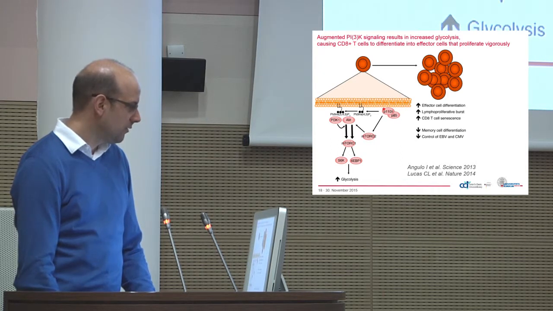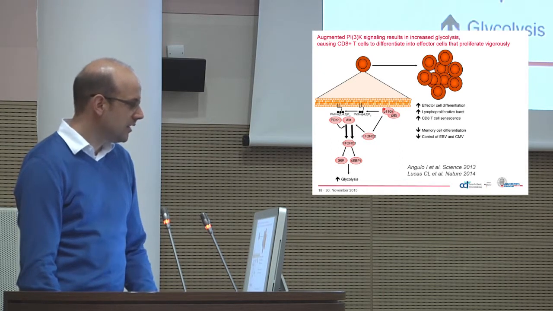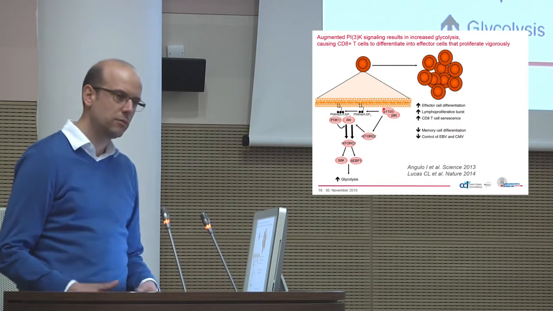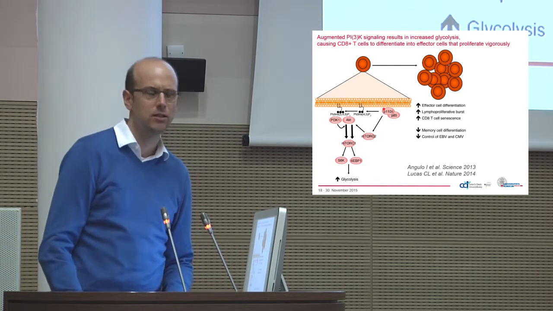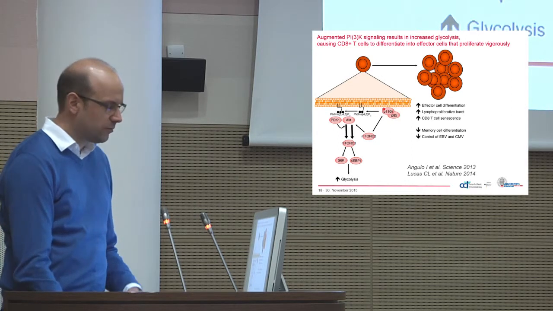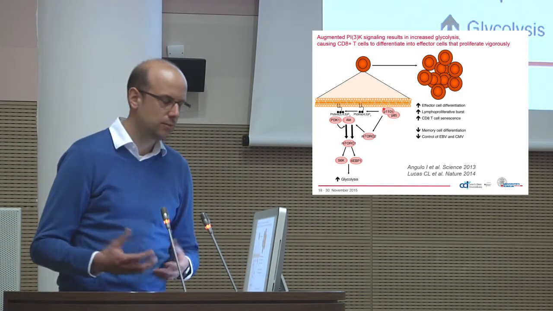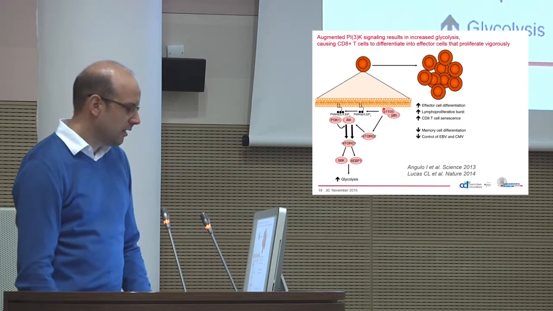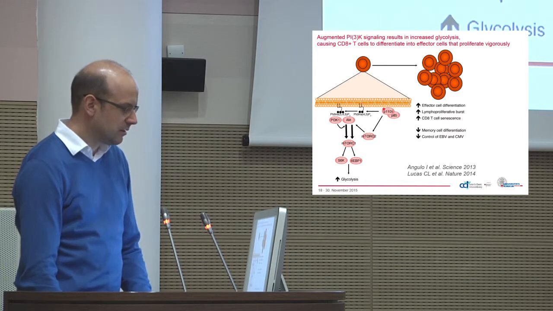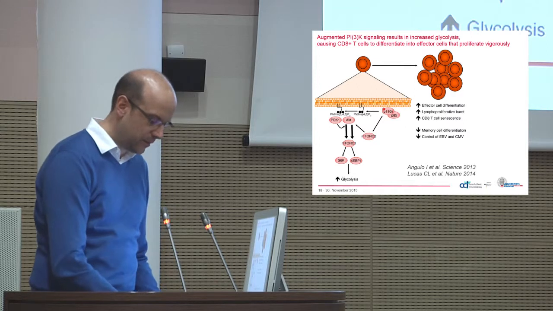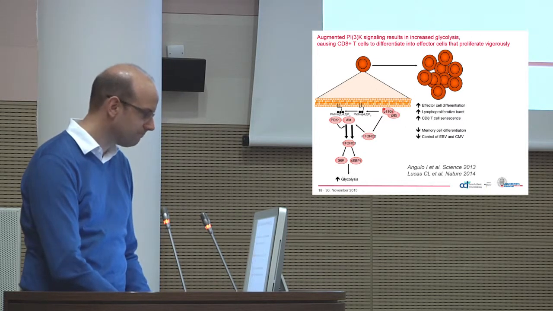So it's believed that this augmented, in this case increased, PI3 kinase delta signaling results in increased glycolysis, which causes CD8 cells to differentiate into effector cells, which vigorously proliferate, causing those lymphoproliferative problems we see in this patient, possibly contributing also to the lung disease, which is very frequently seen in these patients. T cells develop into a senescent phenotype, and that may contribute to the impaired control of EBV and CMV, and later also those patients are prone to develop lymphomas.